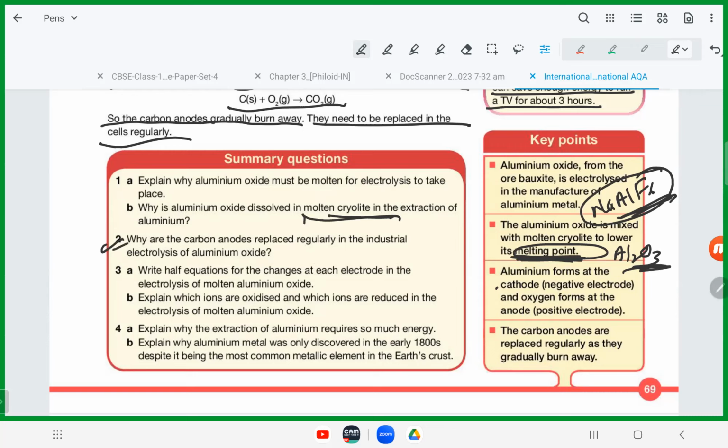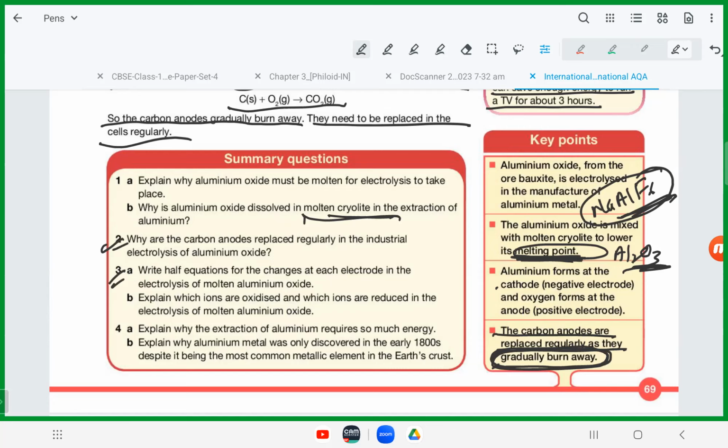Next, question number 2. Why are carbon anodes replaced regularly in the industrial electrolysis of aluminum oxide? As they gradually burn away. Next, question number 3, Tarni. Write half equations for the change at each electrode in the electrolysis of molten aluminum oxide.